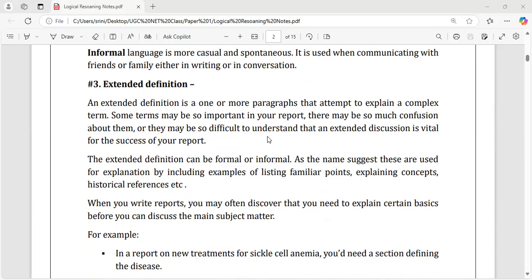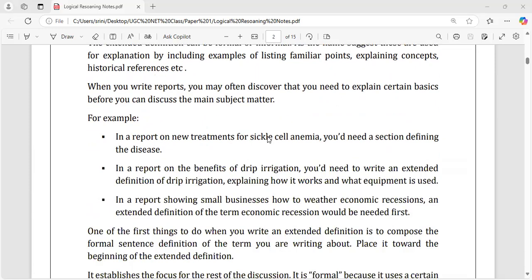Some terms may be so important in your report that there may be so much confusion about them, or they may be so difficult to understand, that extended discussion is vital for the success of your report. The extended definition can be formal or informal. As the name suggests, these are used for explanation by including examples, listing familiar points, explaining concepts, historical references, and more.